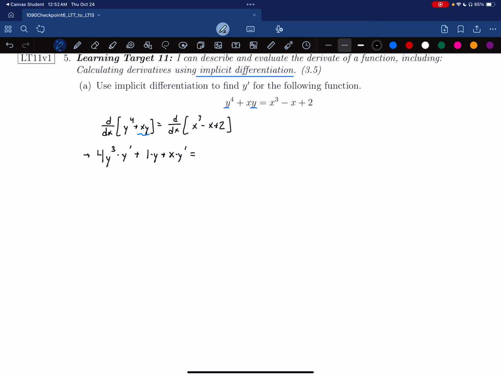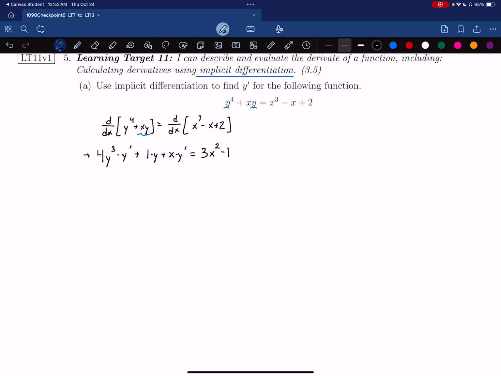And then now we look at the right side. The derivative of x cubed is just 3x squared. And I don't need a y prime because I'm not taking a derivative of y here. I'm just taking a derivative of x with respect to x. And then minus 1.